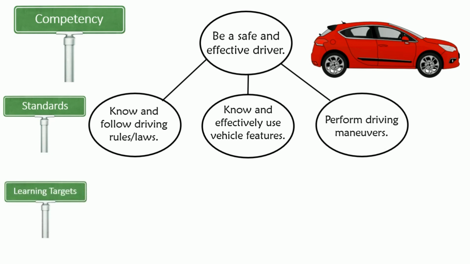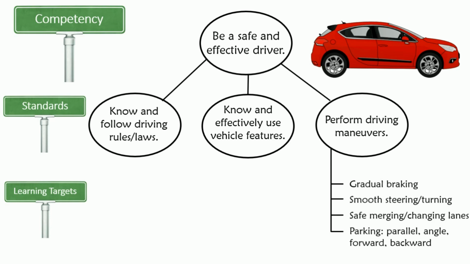Learning targets further define the standards and provide a way to measure or assess them. Some examples of specific learning targets for the standard of performing driving maneuvers are listed here. For example, to perform driving maneuvers effectively, a student can come to a gradual stop versus braking abruptly. They can steer smoothly when turning the car or driving around a bend. They can merge smoothly into traffic without hitting nearby drivers or weaving between lanes. And they can park in various situations: parallel parking, angle parking, parking forward, or even backing into a parking spot.